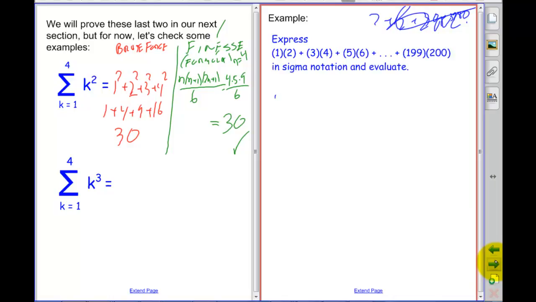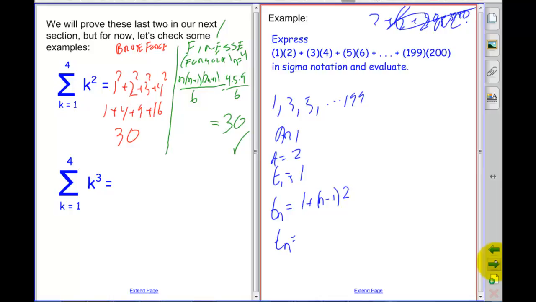Look at the parts. The first factor is 1, 3, 5 all the way up to 199. You recognize what kind of sequence this is? Arithmetic, common difference of 2, first term of 1. So we can write a formula for the nth term. It's 1 plus n minus 1 times a common difference 2, or t sub n equals 2n minus 1.